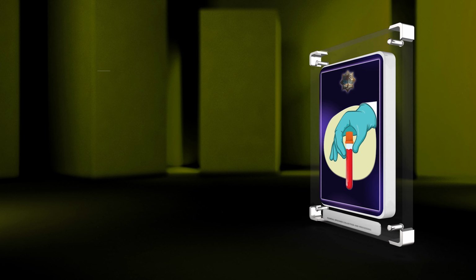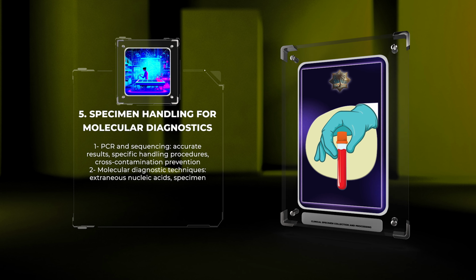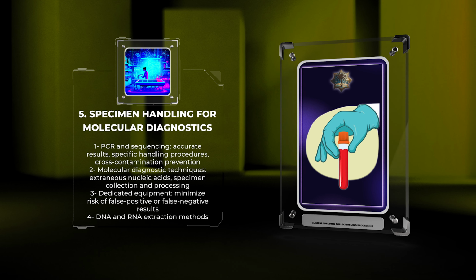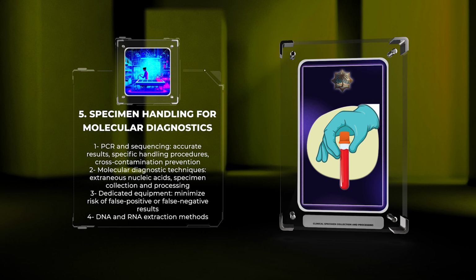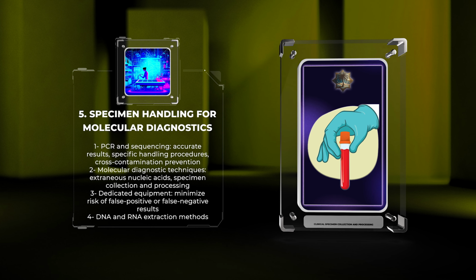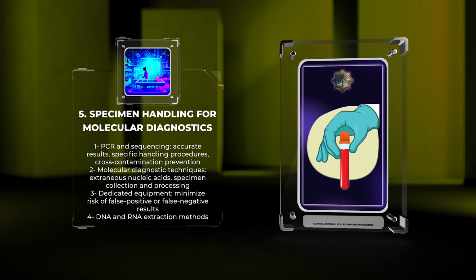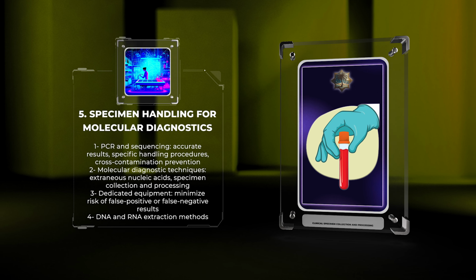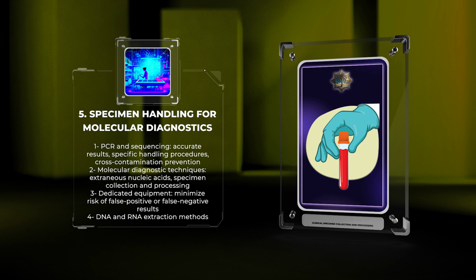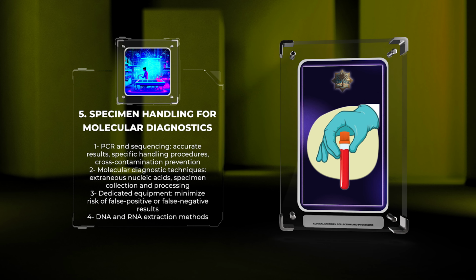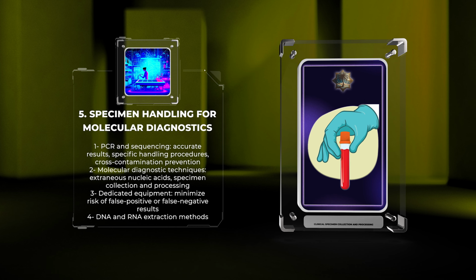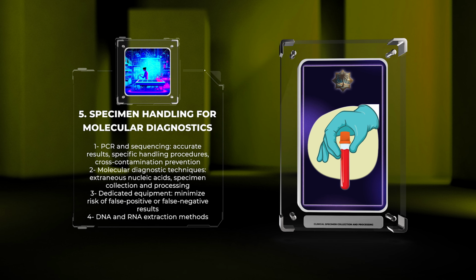Molecular diagnostic techniques, such as PCR and sequencing, require specific handling procedures to prevent cross-contamination and ensure accurate results. It is essential to avoid the introduction of extraneous nucleic acids during specimen collection and processing. Utilizing dedicated equipment and following rigorous protocols, including DNA and RNA extraction methods, minimizes the risk of false positive or false negative results in molecular assays.